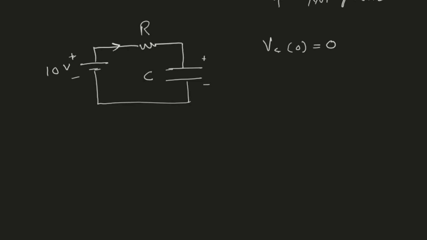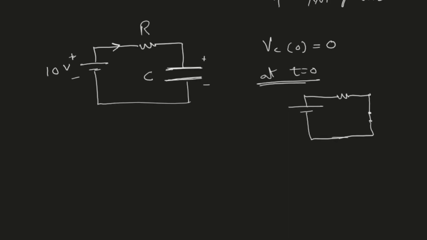Vc stands for the voltage across the capacitor, and Vr will stand for the voltage across the resistor. So with this condition, if the capacitor is not charged, we want to see how the circuit will look at t equals 0. There is no voltage across the capacitor, so it looks like a short circuit at t equals 0. And this 10 volts of the battery will drop across the resistor. So I will have a 10 volt rise and a 10 volt drop.